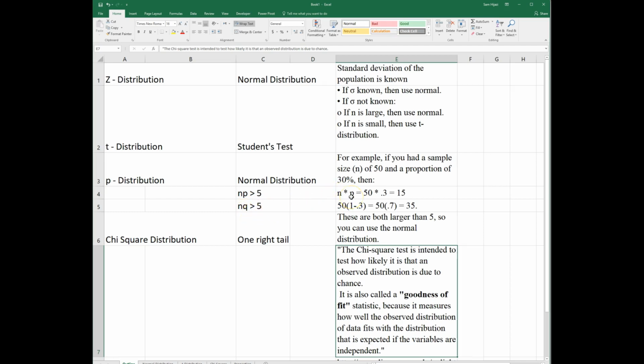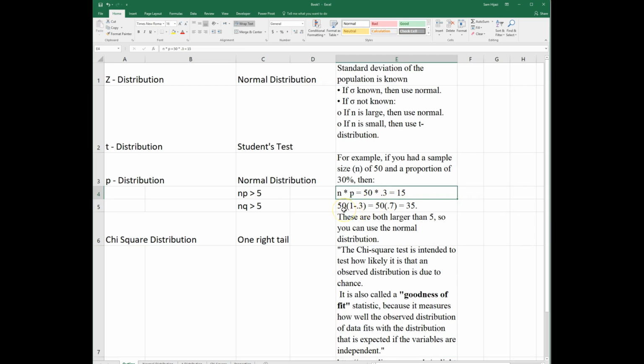So in order to pass this test, let's say we have 50 items, or 50 subjects here, the number of the sample is going to be 50. So n multiplied by p, if the sample size was 50 and the proportion is 30%, then it's going to be 50 multiplied by 0.3. It's going to be 15. That passes the first requirement.